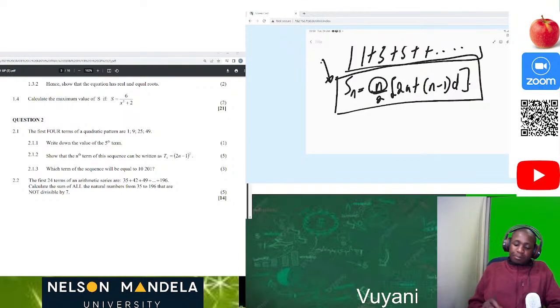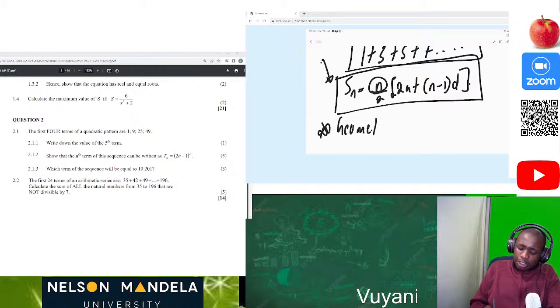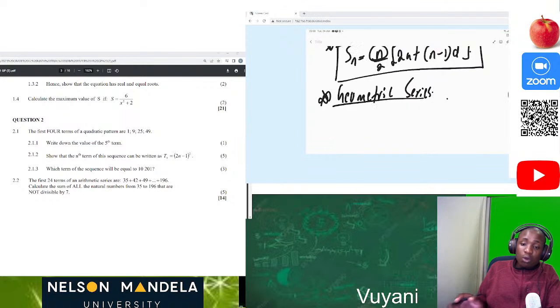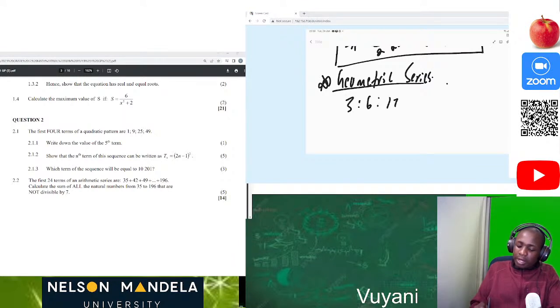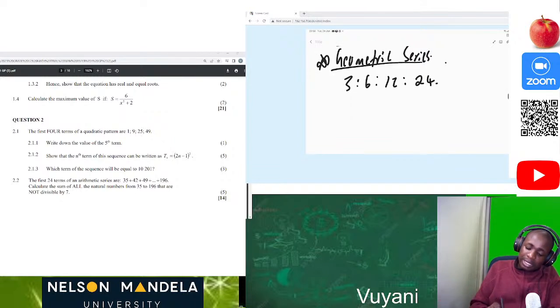Now, if we are given a geometric series, just as with an arithmetic series, it's not going to be hard because we know that it's a summation of all the terms which are in the sequence. So for instance, if we are given 3, 6, 12, 24, we know that in our series it's going to be 3 plus 6 plus 12 plus 24.